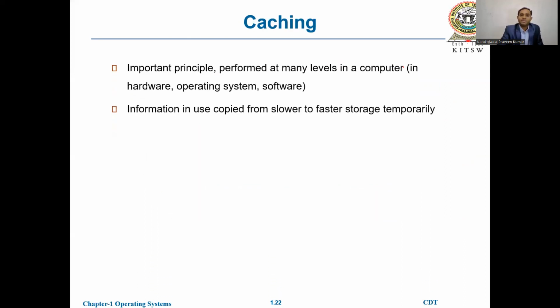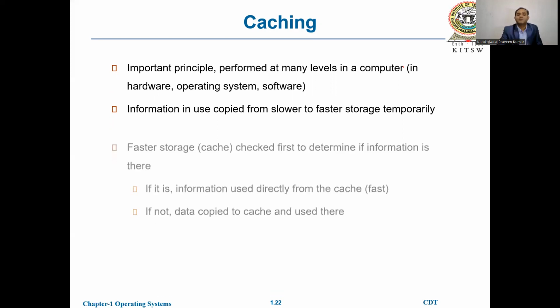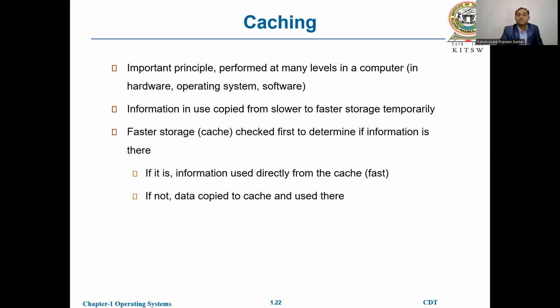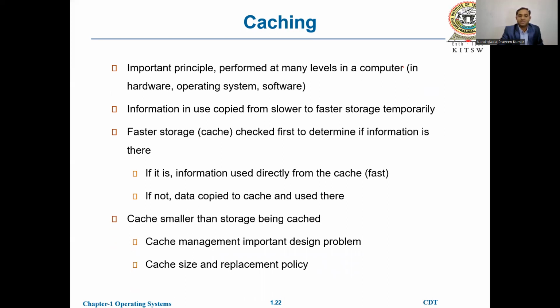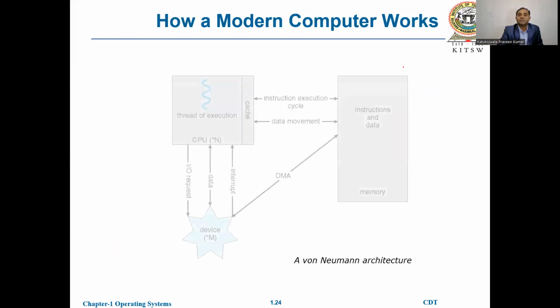So caching is an important principle performed at many levels in a computer: in hardware, operating system, software. Information in use is copied from slower to faster storage temporarily, and the faster storage, that is the cache, is checked first to determine if the information is there. If it is, information is used directly from the cache because it is very fast. If not, data is copied to the cache and used there. Cache is smaller than the storage being cached. Cache management is an important design problem, including the cache size and replacement policy.